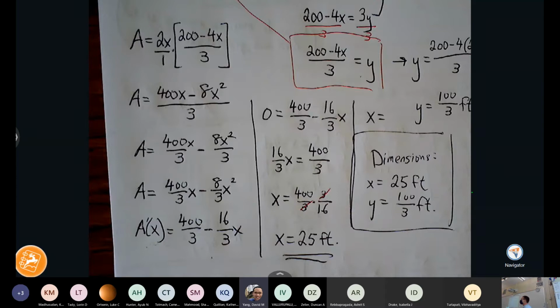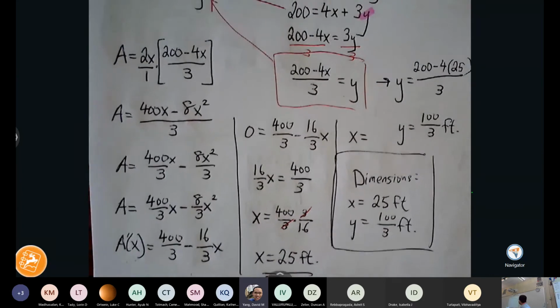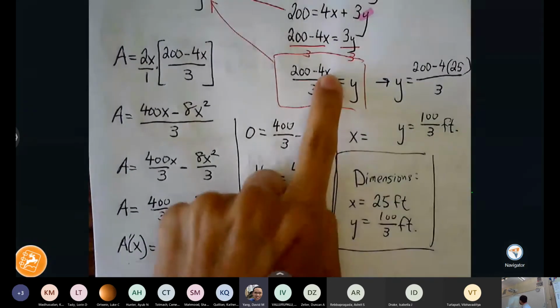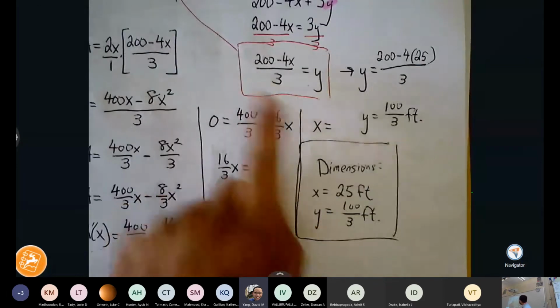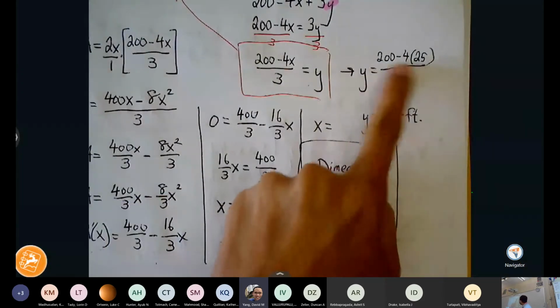Okay. Yeah, question? Where did you get 100 over 3? Right, so the 25 goes in for x, and then I just clean that up. 200 minus 100.